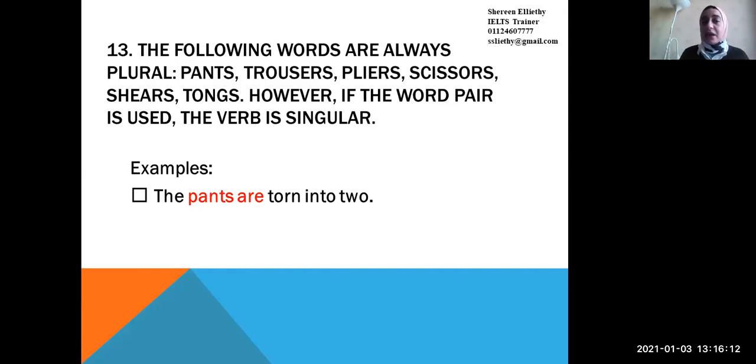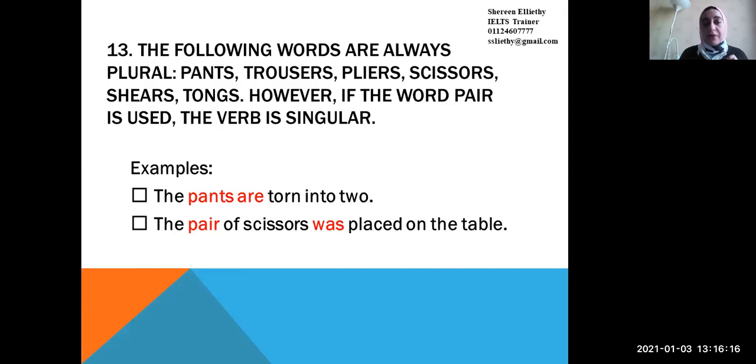For example, the pants are torn into two. So pants is plural. However, the pair of scissors was placed on the table. So if I use the word pair, in this case, I will use a singular verb. But if I use the word tongs or pants or trousers, I will need the plural verb.